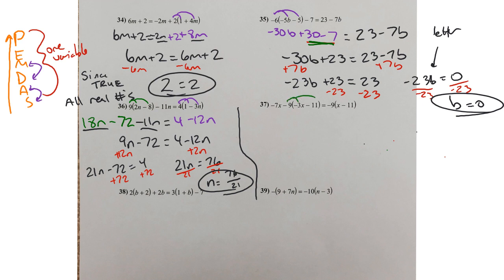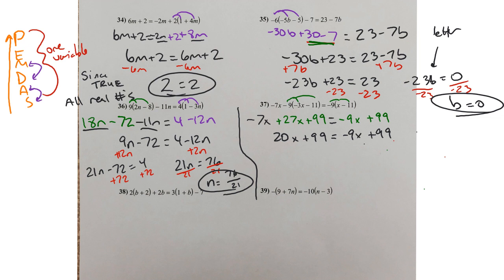37, I'm going to distribute to start. So I don't do anything with the minus 7x. I distributed the negative 9 to get plus 27x. Distributing the negative 9 to get plus 99 equals negative 9x plus 99. Now I'm going to combine my like terms. So I end up with 20x plus 99 equals negative 9x plus 99.